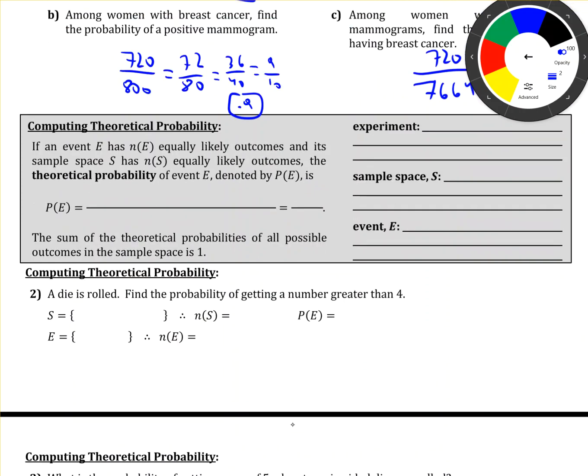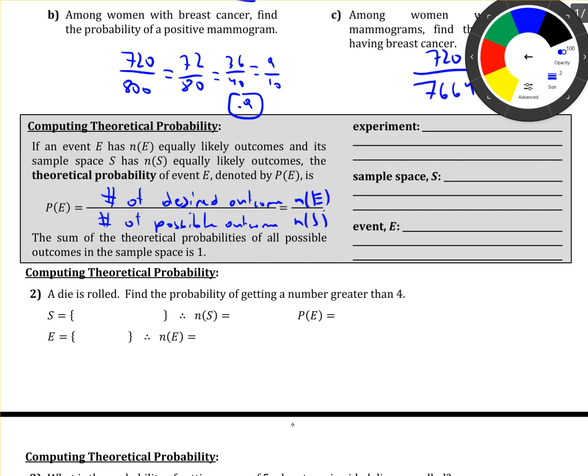All right, so theoretical probability. If an event E has n of E, that's basically the number of ways it could happen, equally likely outcomes in the sample space S has n of S equally likely outcomes, then the theoretical probability of the event E, denoted by P of E, is n of E over n of S. And so really it's just the number of desired outcomes over the number of possible outcomes. That's how I think of it.